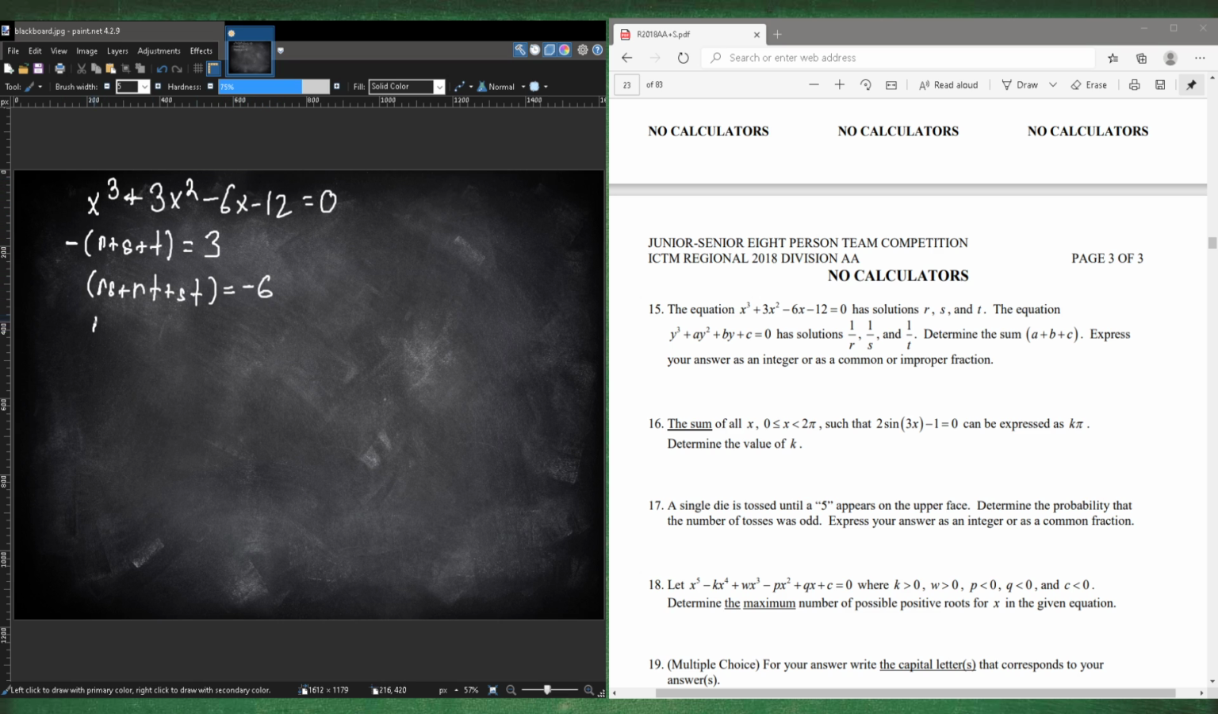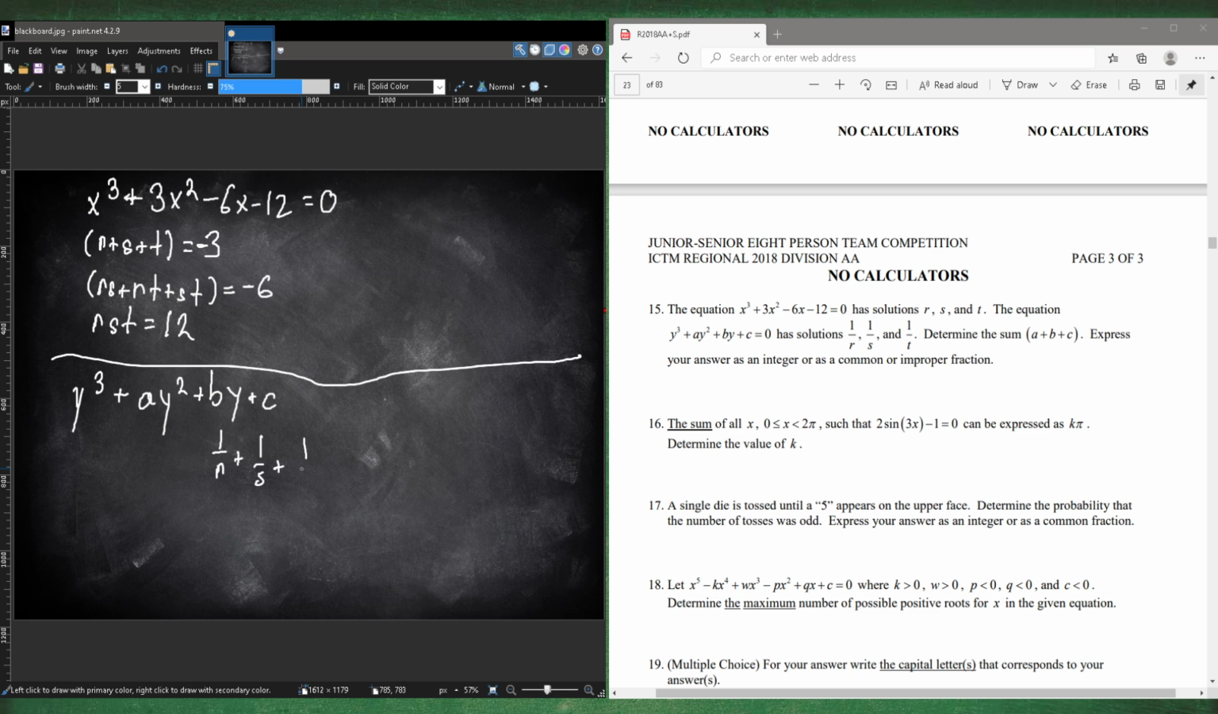And then the final one is just r, s, and t, which should be negative, so that means this is just 12. So rewriting this because I want them all to be positive on one side, let's just call this part negative 3. Okay, so we know that's true. And we're going to do the same thing for y cubed plus ay squared plus by plus c. So that means the sum of our roots, which is 1 over r plus 1 over s plus 1 over t, should equal our negative a.